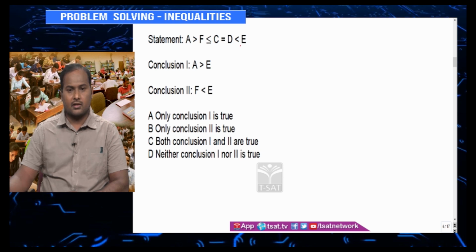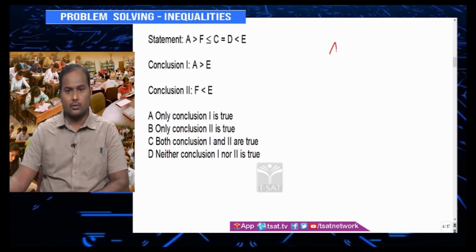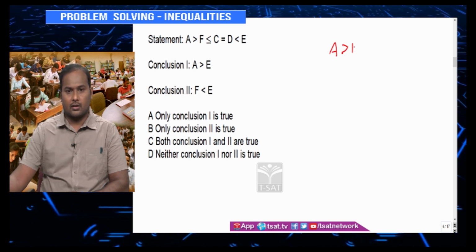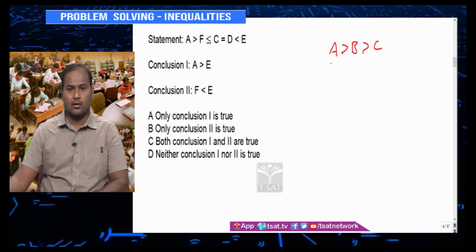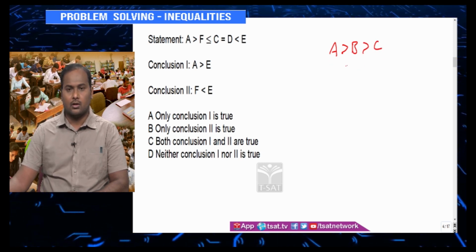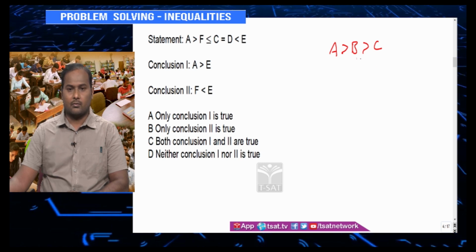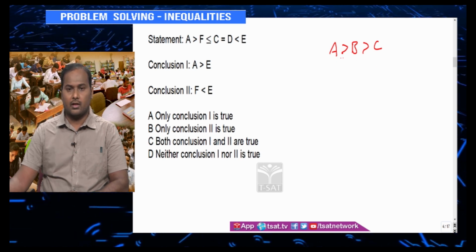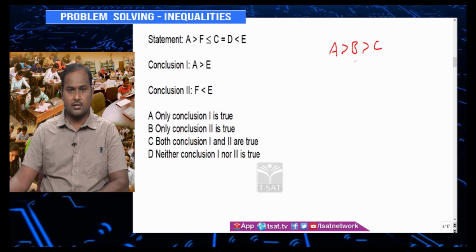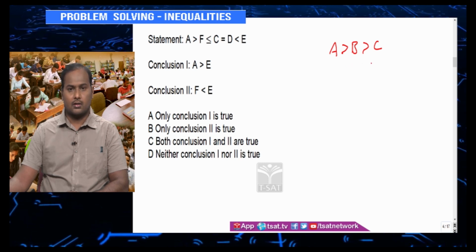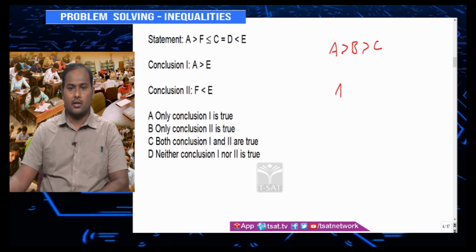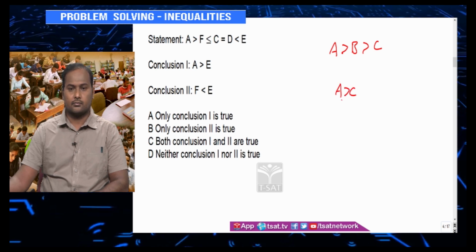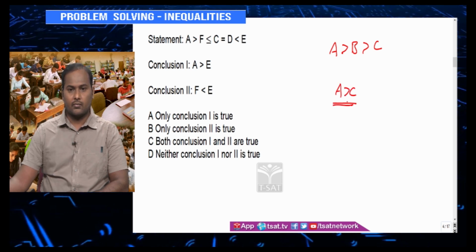Always remember, for example, A is greater than B, B is greater than C. Obviously directly what is the conclusion I can make? The only conclusion I can make from this given statement, A greater than B, B greater than C, is that A is greater than C. So that is the conclusion that follows.